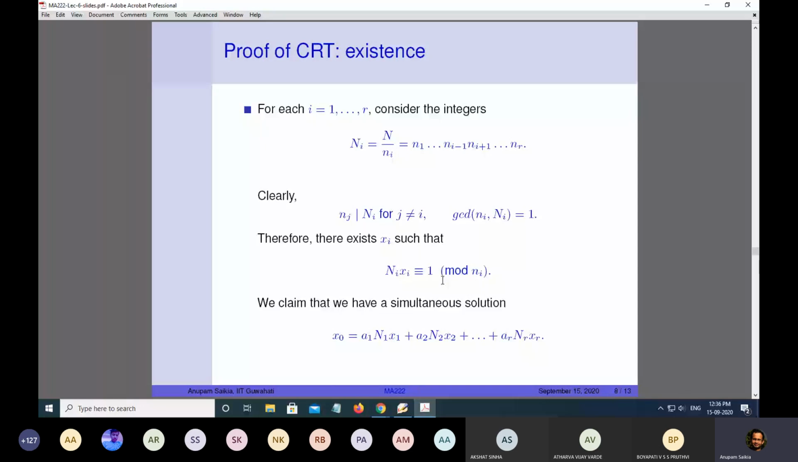So now what we claim is that our simultaneous solution is A1 N1 X1 plus A2 N2 X2 plus up to AR NR XR. You take these N1 X1, N2 X2 and multiply with the A's. What is A1? That's the original remainder that we need. We want A1.